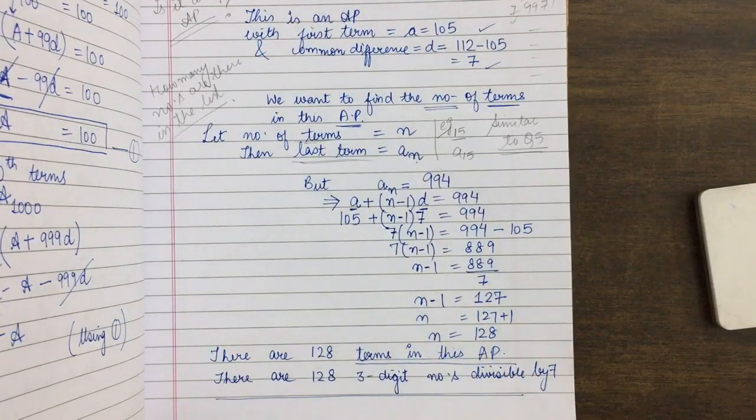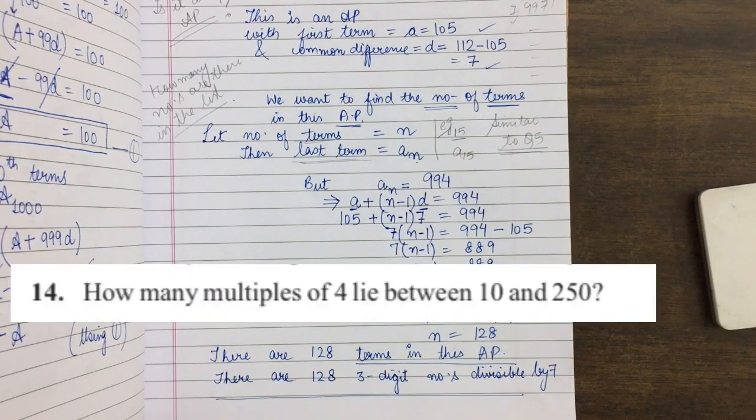Now similar to this, we have the next question where we are talking about the multiples of 4. Remember, the multiples of a number are the same as the numbers which are divisible by that number. For example, when we say the numbers divisible by 7, we can also say that the question is based on multiples of 7. So if you look at the next question, they're talking about multiples of 4 between 10 and 250. The way you have to do the next question is exactly the same as question number 13.